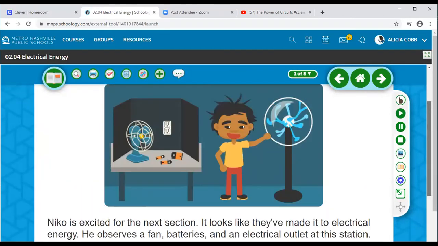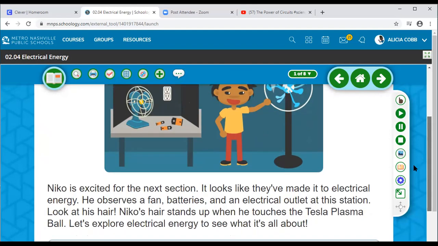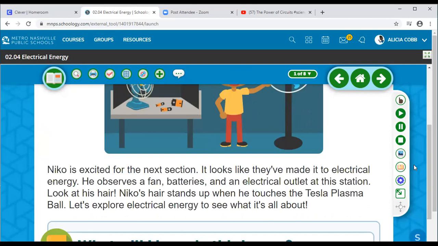So I see that you should notice a little boy with a fan, and then there's a smaller fan with batteries. So let's see what is going on. Nico is excited for the next section. It looks like they've made it to electrical energy. He observes a fan, batteries, and an electrical outlet at this station. Look at his hair. Nico's hair stands up when he touches the Tesla plasma ball. Let's explore electrical energy to see what it is all about.